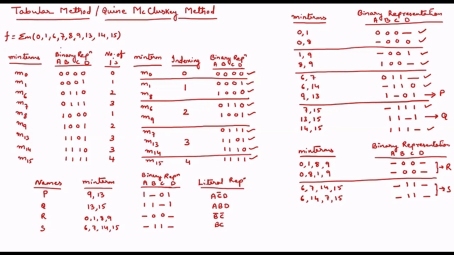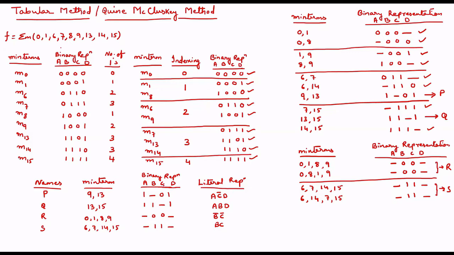Okay. Then binary representation ABCD. So what is the binary representation? Over here 9 13 is 1 dash 0 1. That only I picked over here. For this 13 15 I have taken 1 1 dash 1. That only I picked over here. Then for this dash 0 0 dash, and dash 1 1 dash for this. So I have taken the same thing.